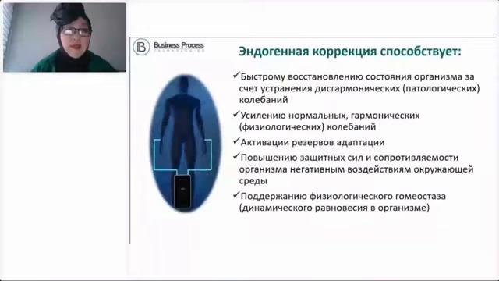What results can we get? Rapid recovery of the body state by eliminating disharmonic, pathological, oscillations. Strengthening of normal, harmonic, physiological, oscillations. Activation of adaptation reserves, increasing the body's defenses and resistance to negative environmental influences. Maintaining physiological homeostasis, dynamic balance in the body. With dynamic balance, the body will be able to work independently.